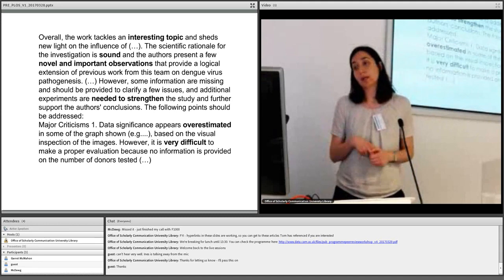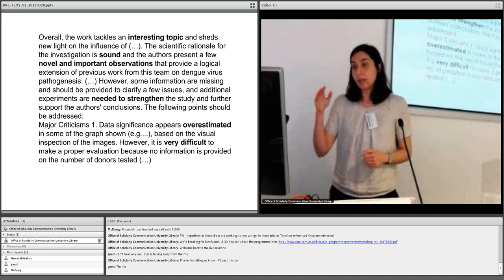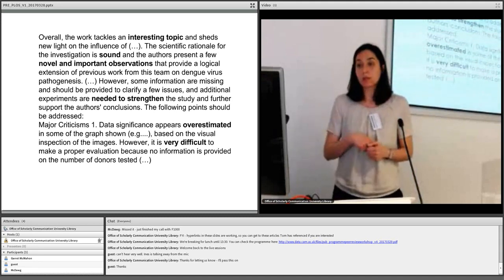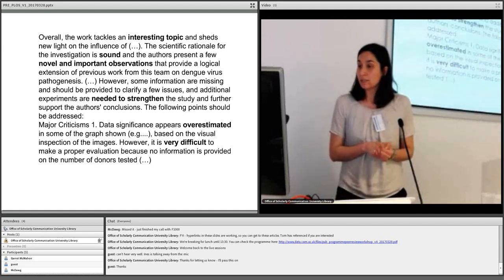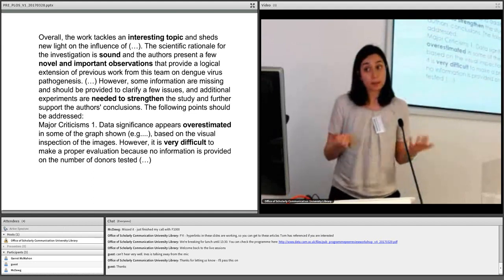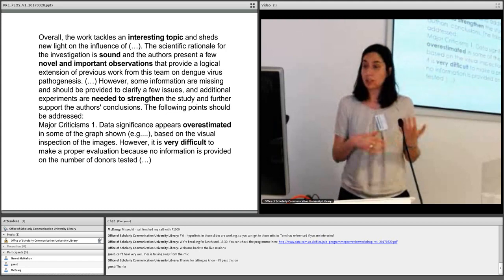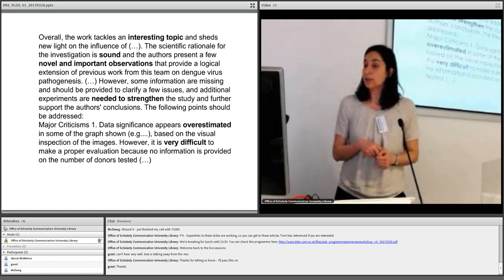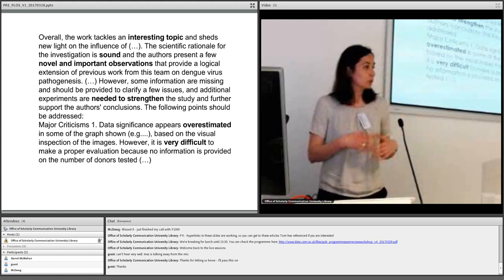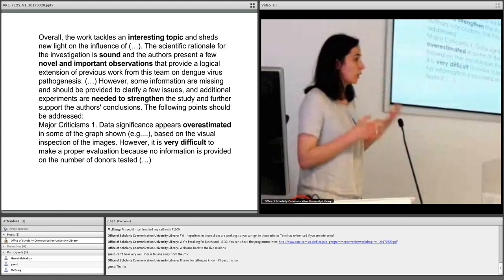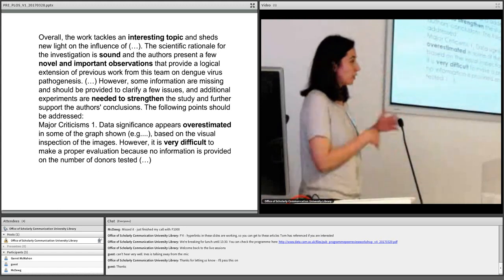Then they come to the issues that should be addressed. So, major criticisms. Data significance appears to be overestimated in some of the graphs based on visual inspection of the images. However, it's very difficult to make a proper evaluation because there's information missing. Do you think that the tone here is adequate, or are they being too harsh? Would you reference things differently?